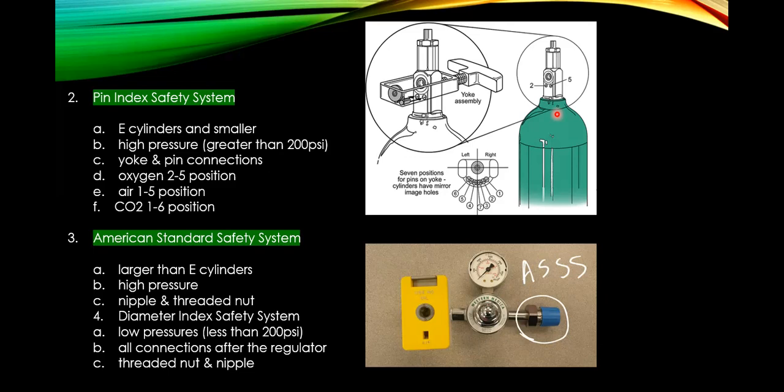Okay. What about air? Look at E. What's the pin position for air? 1 and 5. What about carbon dioxide? 1 and 6. So a 2 and 5 regulator would not fit on a 1 and 6 cylinder. A 2 and 5 regulator would not fit on a medical air tank because it's 1 and 5. It's not going to do it. Okay. So that's the second safety system. If I'm colorblind, I know to use the right regulator, okay?